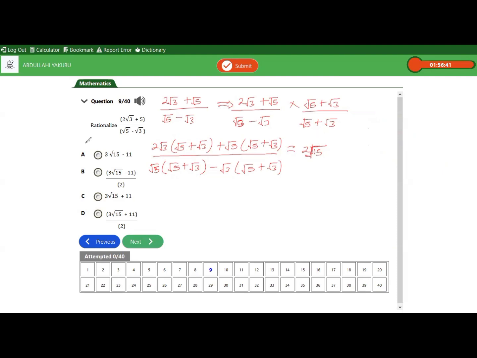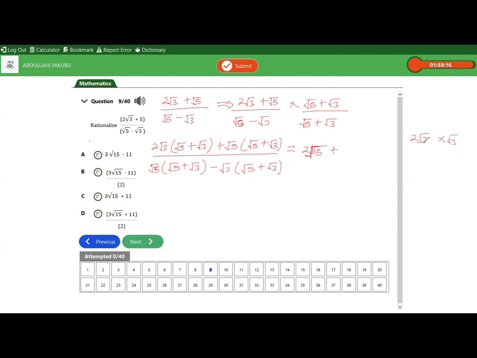So if that is taken, we know how we get 2 root 15. Then the next thing is plus. So 2 root 3 plus, 2 root 3 multiplied by what? Root 3. So what is the sign here? I'll put a plus here. Then 2 root 3 multiplied by root 3.